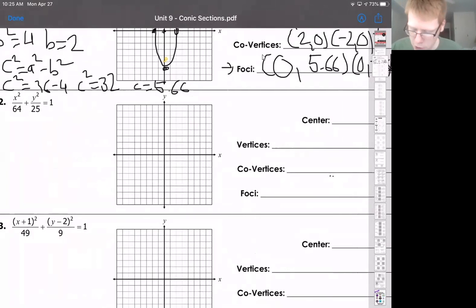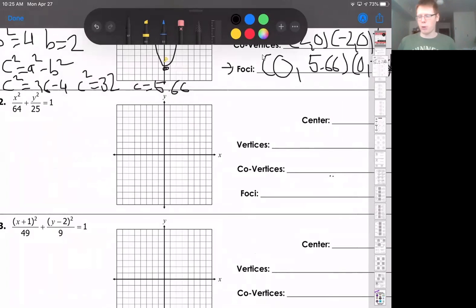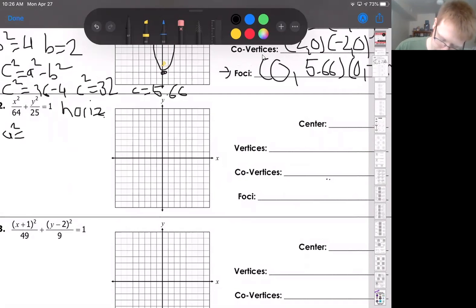All right, so looking at number 2, like I said, the first thing you probably want to think about is, are you going to have a horizontal or a vertical ellipse? Because that's going to help you think about what your vertices and co-vertices should look like. Since x squared is over 64 and y squared is over 25, the x is over the bigger number. So your x value is the larger one, which means it's a horizontal ellipse. And remember, your a is always bigger than your b. So your a squared is 64, and your b squared is 25.